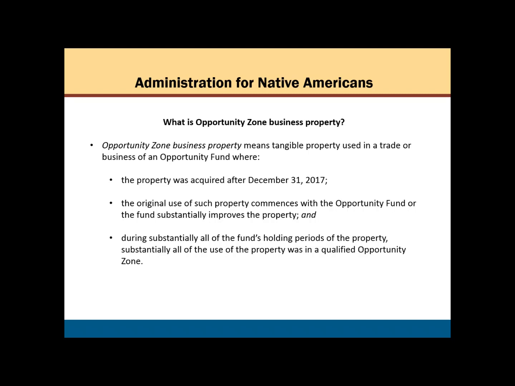So there's some rules, some basic rules, some takeaways on that. If the real property is acquired after December 31st, 2017, that's the first requirement. And they also require that the original use of the property commenced with the opportunity fund, or the fund substantially improves the property, and during substantially all the fund's holding period of that property, substantially all of the use of the property was in the qualified opportunity zone.